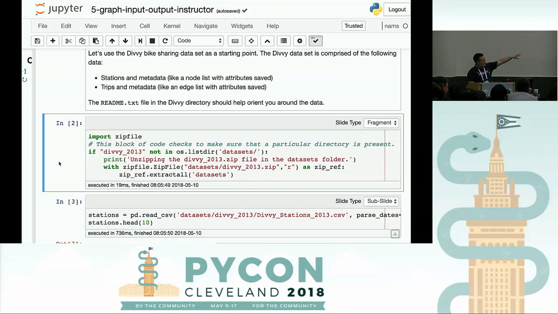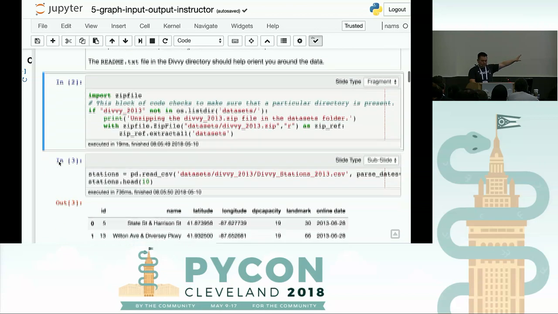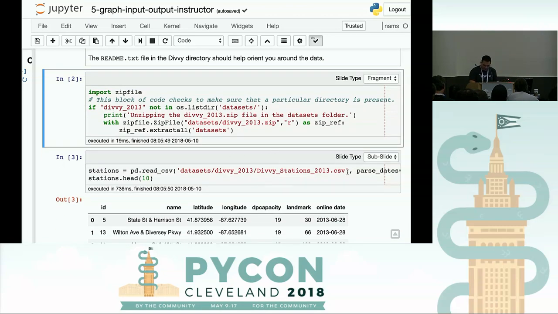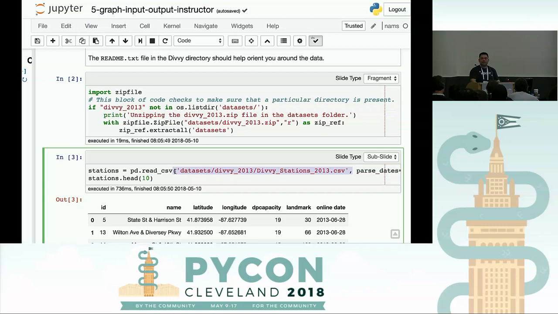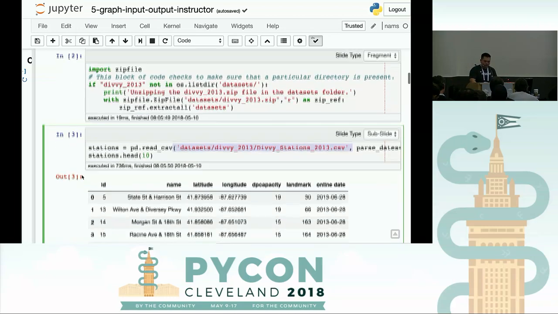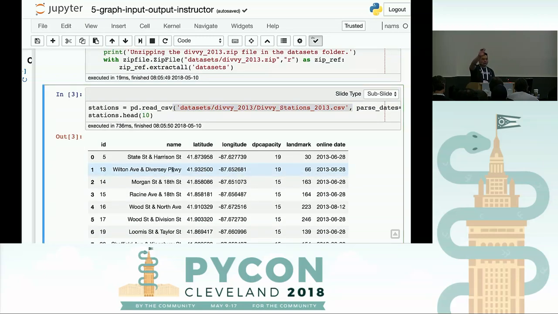Run this cell. It will automatically unzip the directory, the data for you, and give you a CSV file. All right? This will give you a CSV file, which we can then start to use. All right, so everybody's gotten that done?